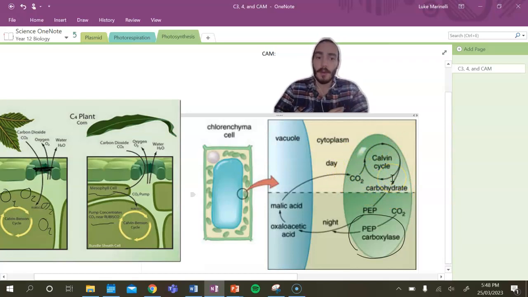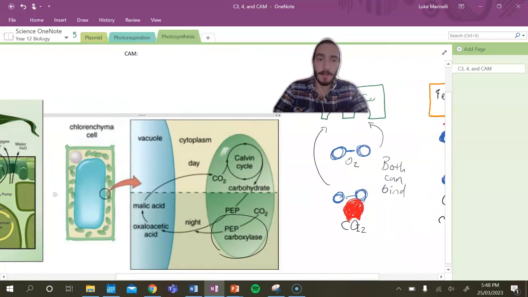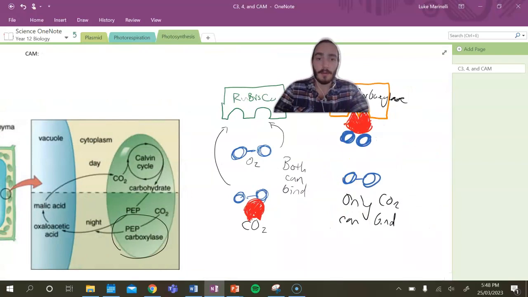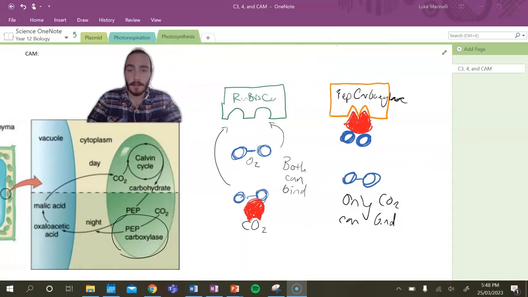So very similar, but just one's happening at a different time of day. This one's happening just in different parts of the cell. But PEP carboxylase makes that possible by storing it as malic acid. Now, the last thing I wanted to talk about is just that difference between Rubisco and PEP carboxylase.